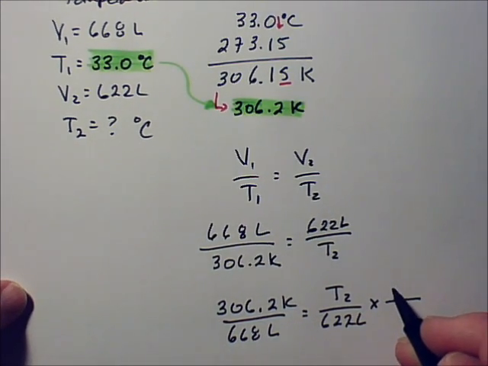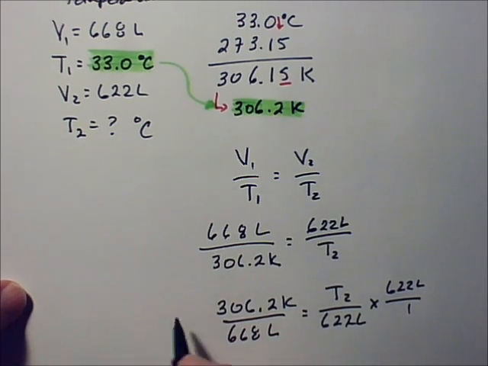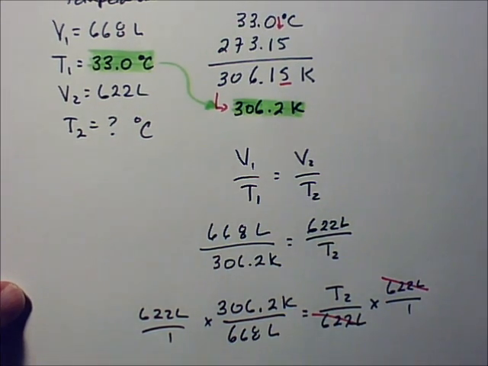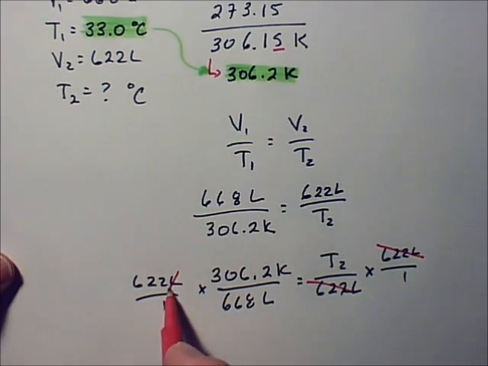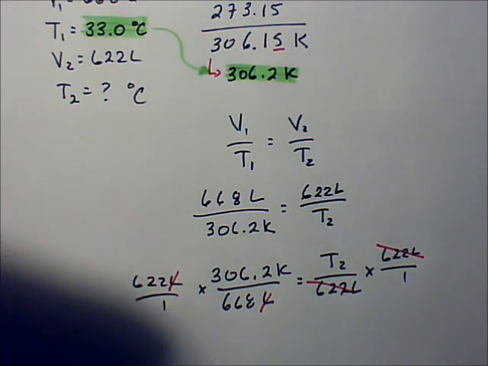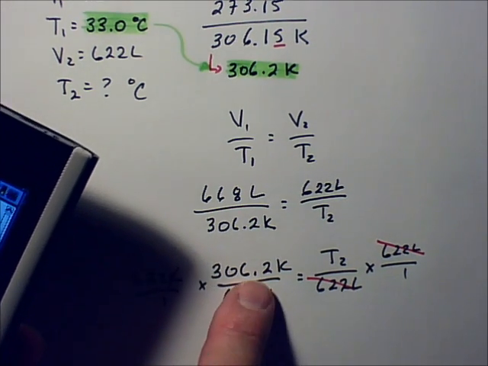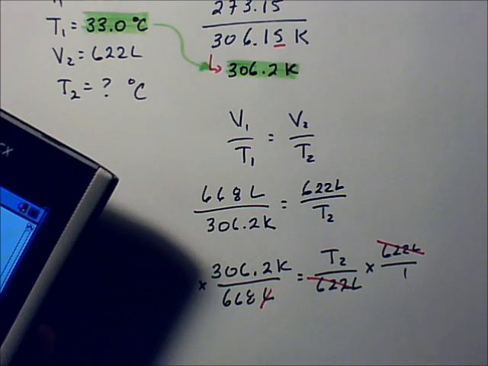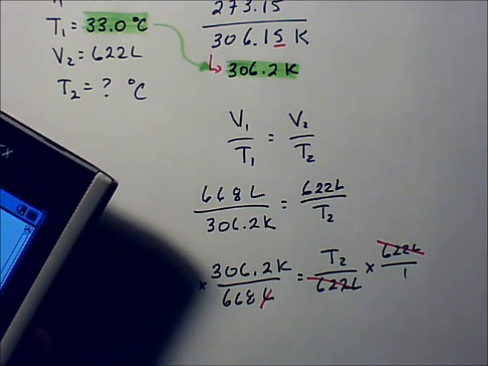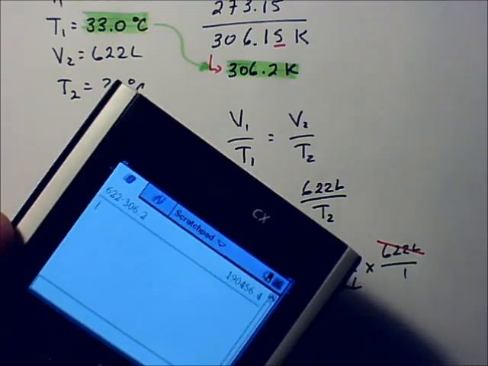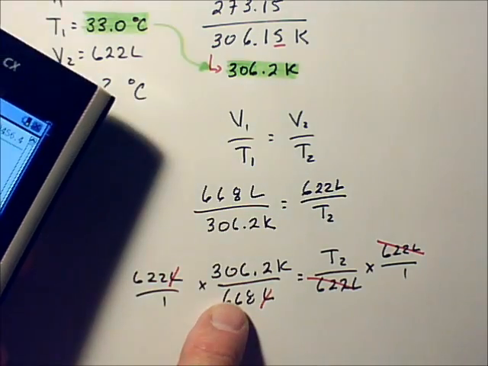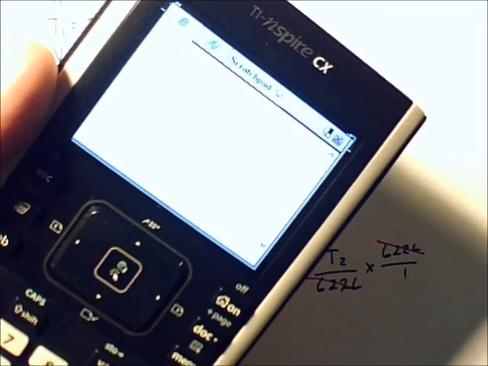Multiply by this on the top, 622 liters over 1. This term and this term are the same, so they can cancel out completely. Liters can cancel here and here. We're ready to do the math. I want to multiply what's on the top first. 622 times 306.2. Going to hit enter, and then we're going to hit divide and divide by what's on the bottom, 668. Enter.